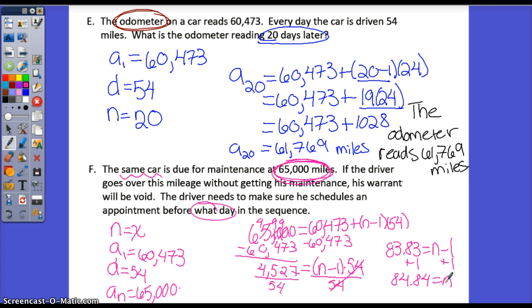So it's somewhere in the middle there, but let's think about it realistically. If he went on the 85th day, that'd be too long. So he has to make sure he gets it in 84 days.